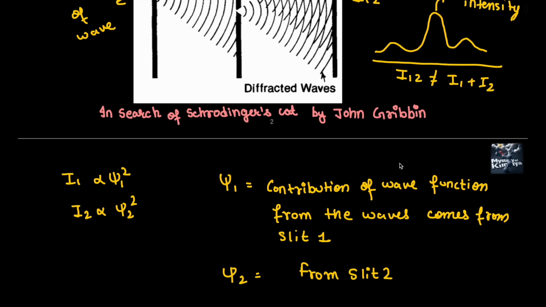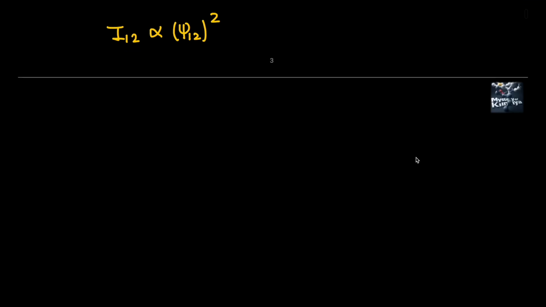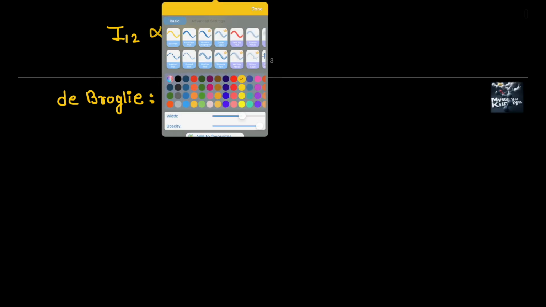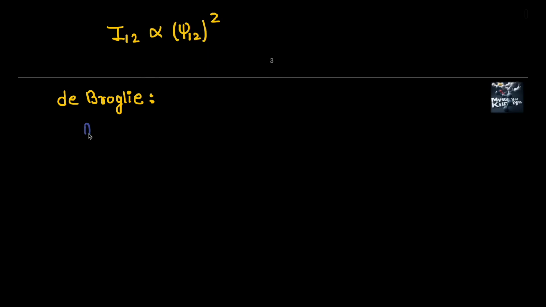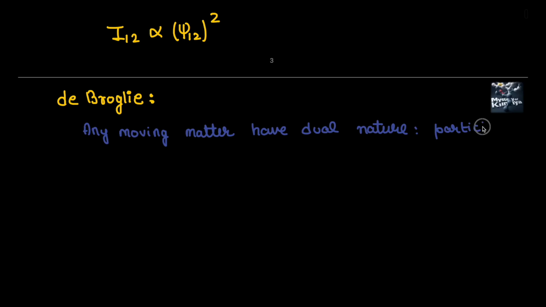It means electrons have both natures. Even the very famous scientist de Broglie suggested that any moving matter has a dual nature: particle nature as well as wave nature. This is true for any moving object.